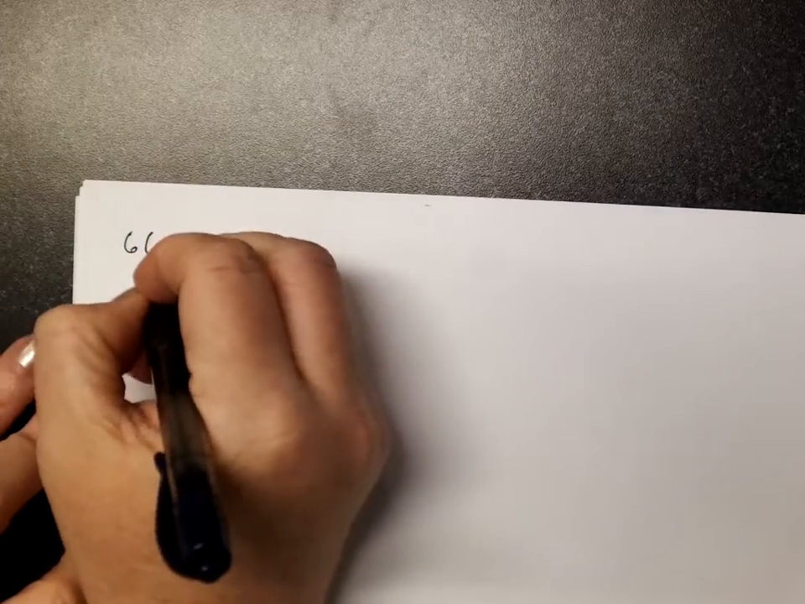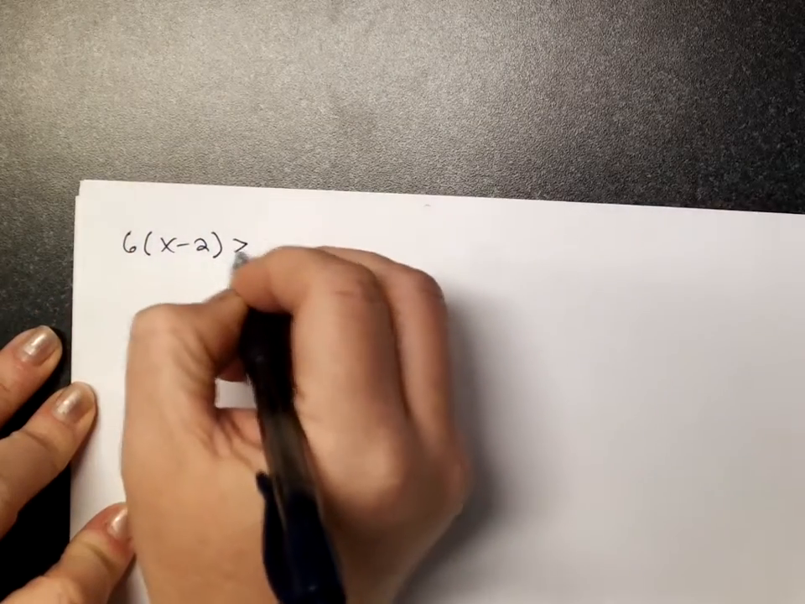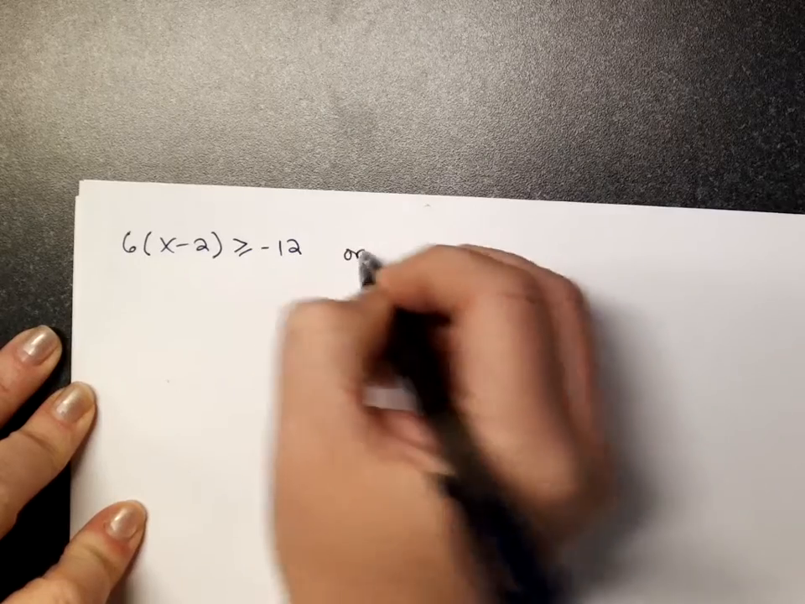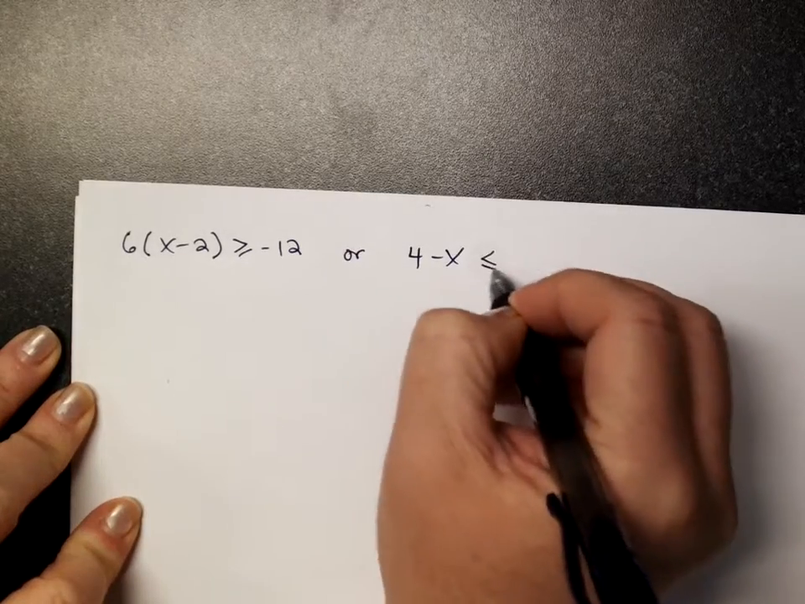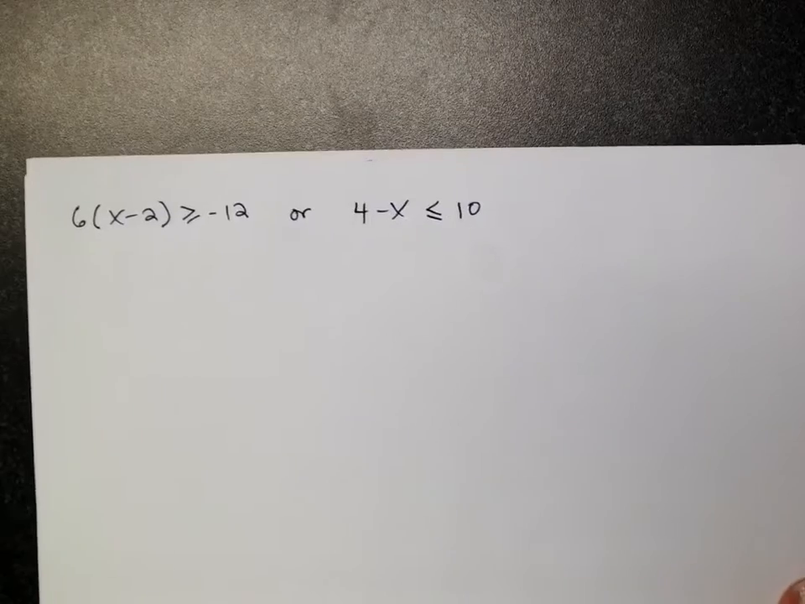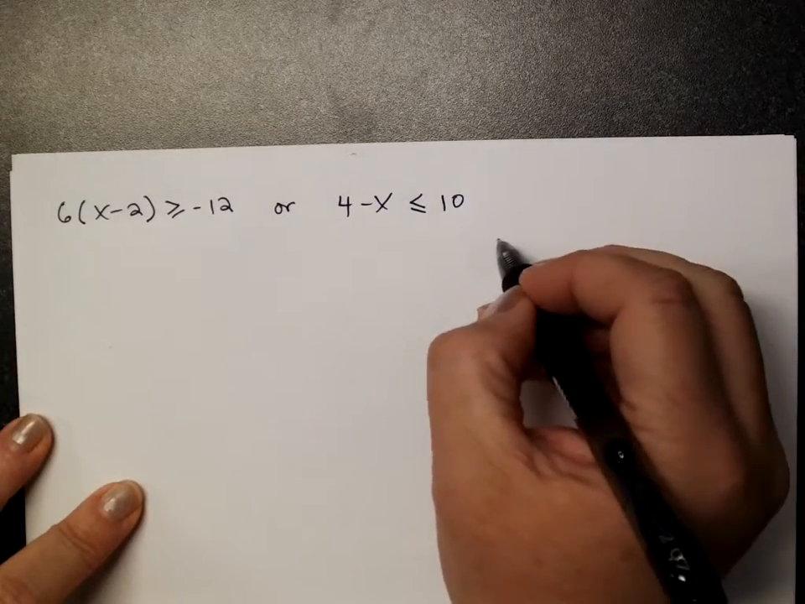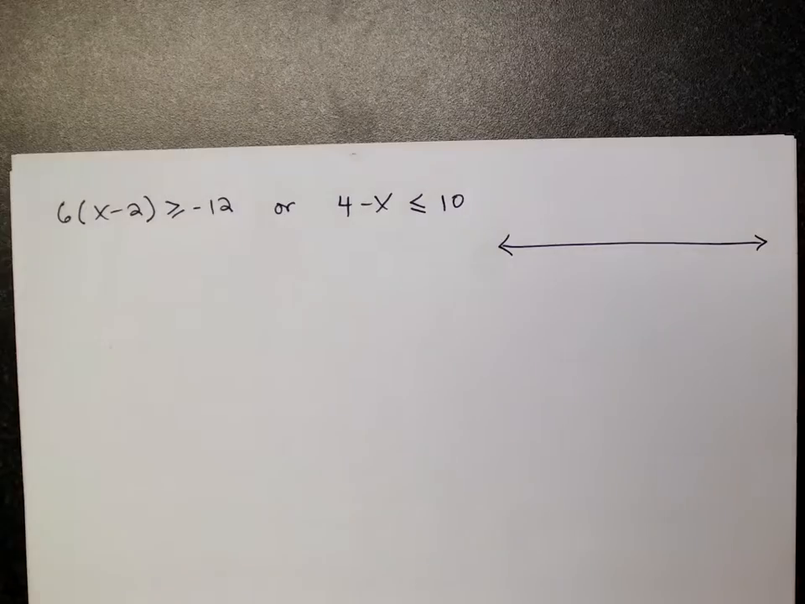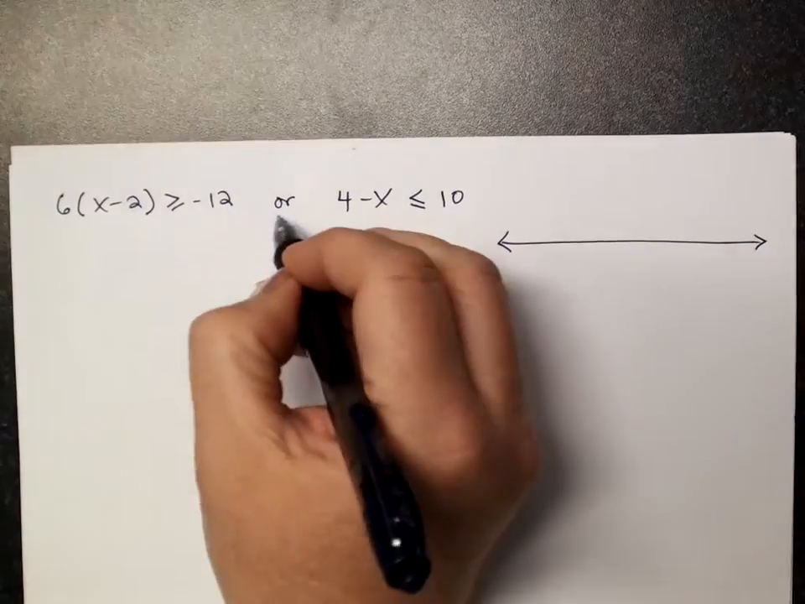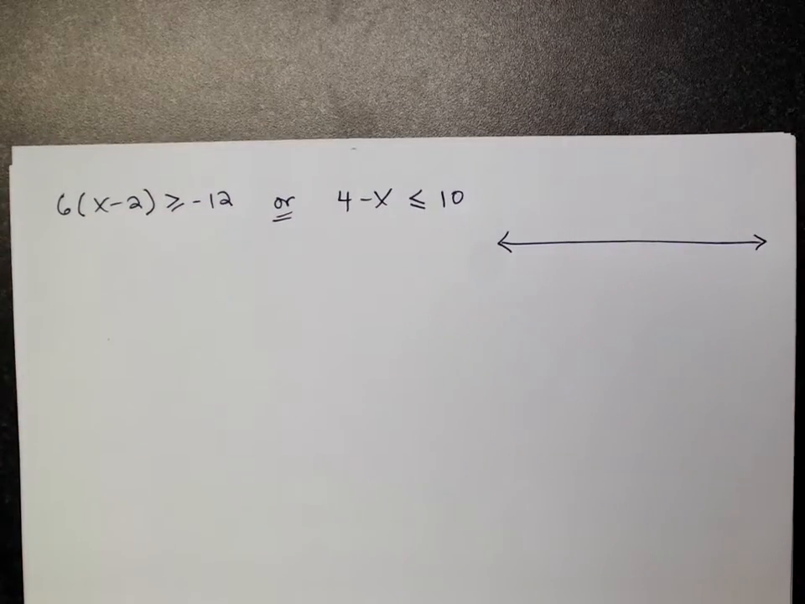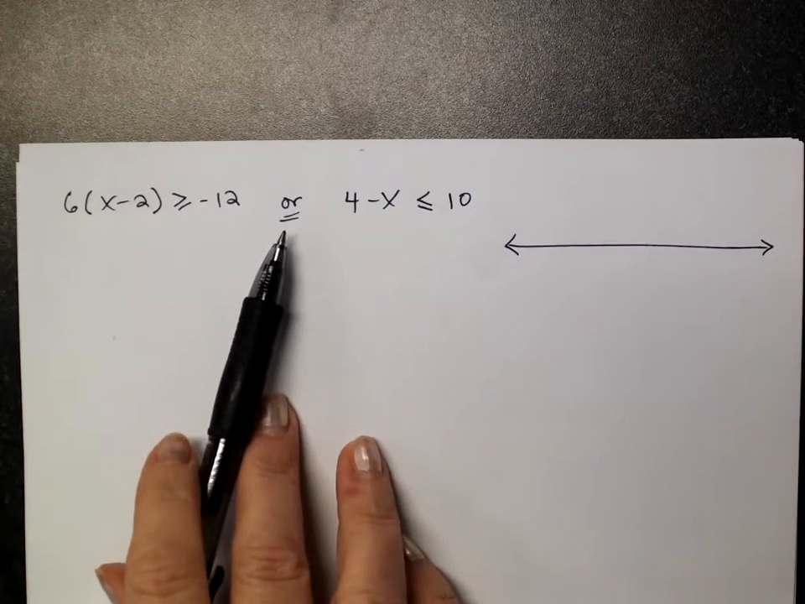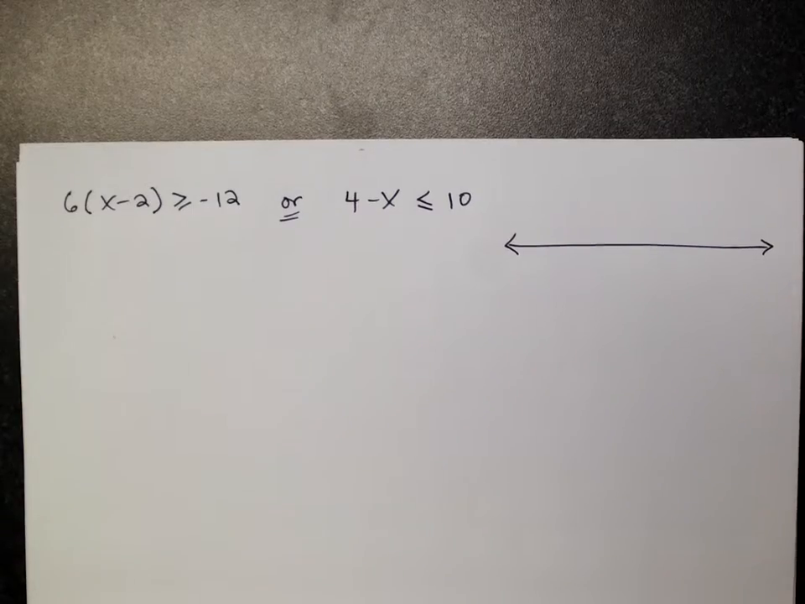So let's do 6 times x minus 2 greater than or equal to -12, or 4 minus x less than or equal to 10. Solve them as simple linear inequalities separately. Graph them separately on one graph. And then refer back to the little word in between. Is it and or or? And what does that tell you about the solution?